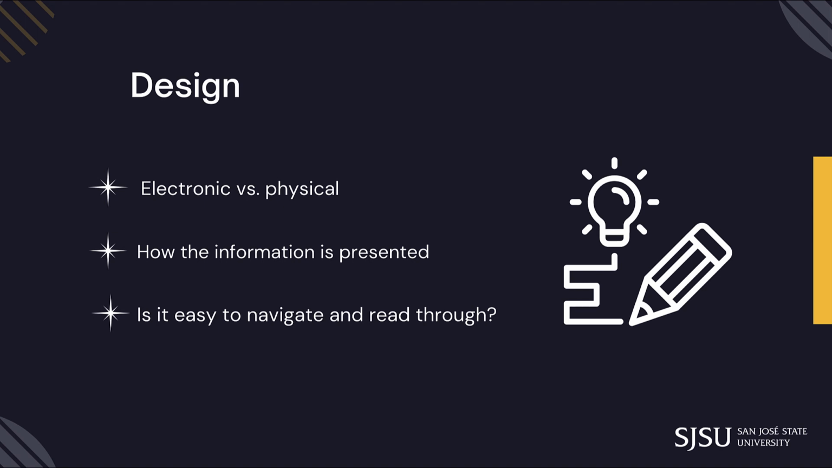Sixth, design. The design of an information source can impact its overall effectiveness. Consider the differences between electronic versus physical versions of the same information source. Also, are there specific design features that can have a positive or negative impact on users? For example, I'm sure we've all looked at websites that were difficult to navigate through, and that may have caused us to not get the information that we were looking for.